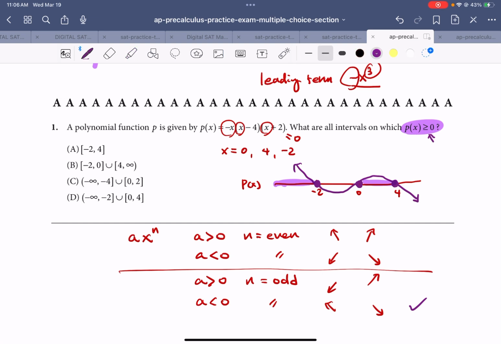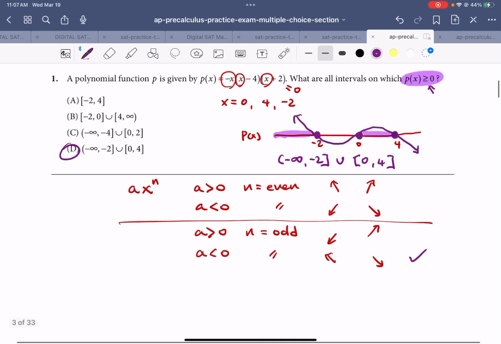The question asks for interval notation. For that region, you can say negative infinity to negative 2, and you have to put a square bracket because it's closed at negative 2, and union the closed interval from 0 to 4. So between 0 and 4, closed. If you look at the answer choices, it should be D. Okay, let's move on.